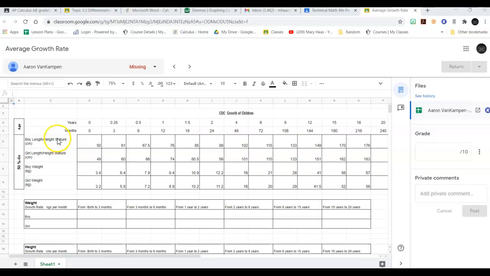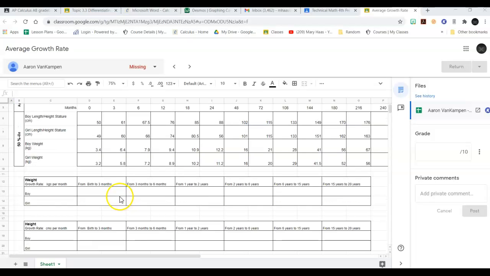for boys and girls, length and weight, and instead of just during the baby years, it goes all the way up to age 20. And so up here it'll give you the years, and then right underneath it, it will tell what the months are. So you'll notice that here it says boy length, height in centimeters, girl length, height, or stature, in centimeters. Then it's boy weight in kilograms and girl weight in kilograms.